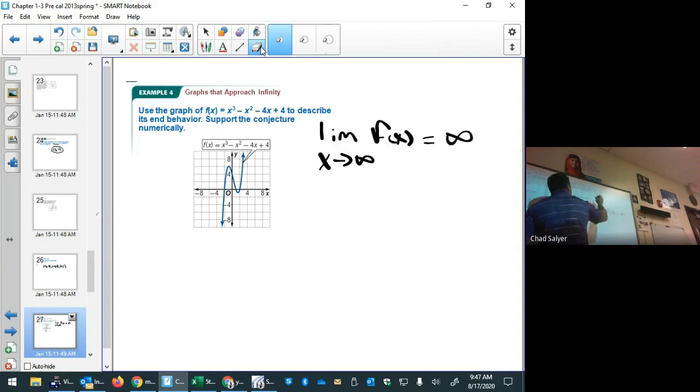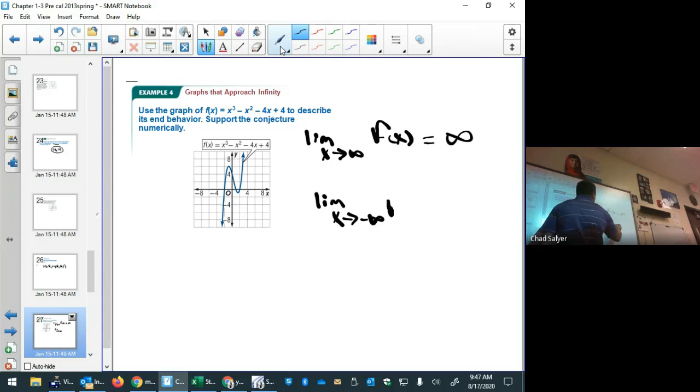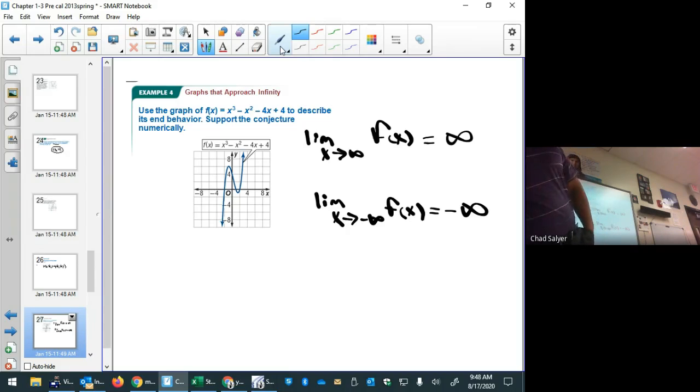And then let me write this a little better. So it should kind of look like this. And then the limit as x approaches negative infinity of f of x is what happens as x goes in a negative direction. And we can tell from looking at this graph that it's going to go down, down, down forever to negative infinity. Okay, moving on.